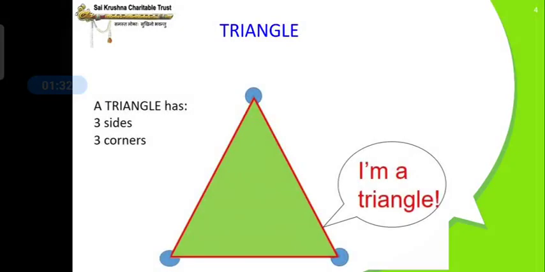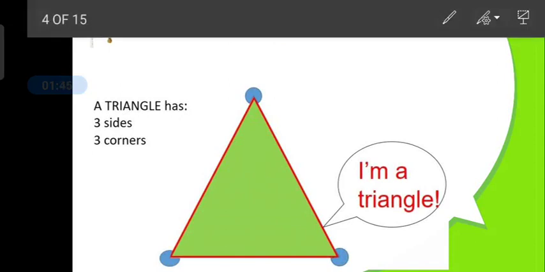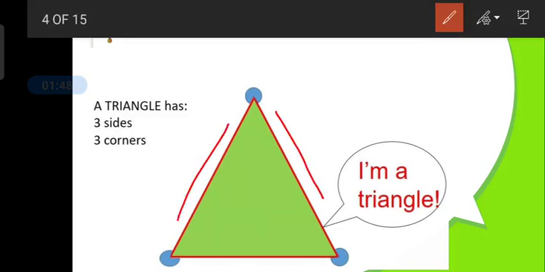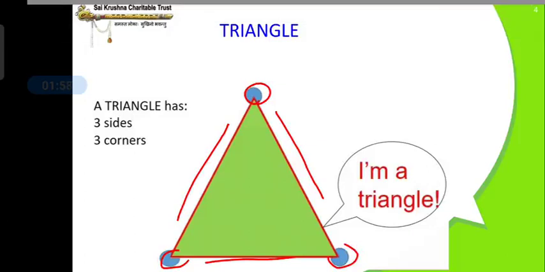Next, let's talk about all the shapes in detail. So first, let's talk about the triangle. So a triangle has 3 sides and 3 corners. Sides in the sense what, children? Do you know? This is 1 side, 2 sides and 3 sides. Okay? So what do you mean by corners? These are the corners. 1, 2 and 3. So a triangle has 3 sides and 3 corners.